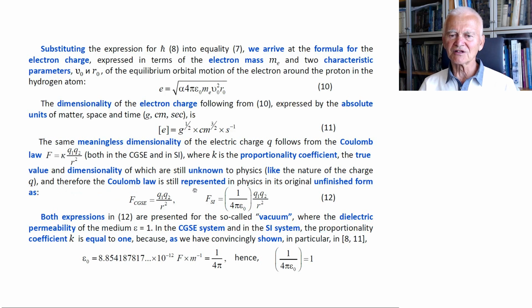And therefore Coulomb's law is still represented in physics in its original, unfinished form, as shown here, in CGS and in SI. Both these expressions are presented for the so-called vacuum, where the dielectric permeability of the medium epsilon equals 1. In the CGS system and in the SI system, the proportionality coefficient K is equal to 1, because, as we have convincingly shown, in particular in these references, epsilon 0 equals 1 over 4π. So this coefficient 1 over 4π epsilon 0 equals 1 over 1. So both are identical expressions.